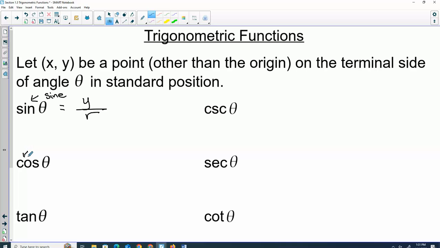This cos, that is called cosine. So cosine of an angle is defined to be x divided by r. TAN, that's called tangent. So tangent of an angle is y divided by x.